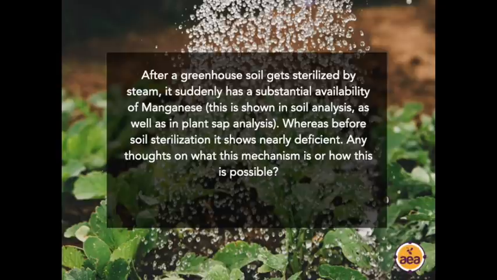Yeah, it's fairly easy, actually. The microbial population will accumulate, they will extract manganese from the soil mineral matrix and hold them within their microbial cells. Then when you sterilize that soil with steam, you kill all the biology, and all of the manganese contained within those microbial cells is now available for plant absorption. So that's where it's coming from.